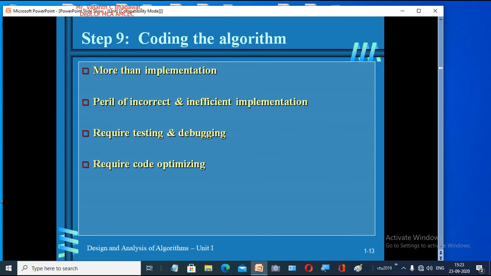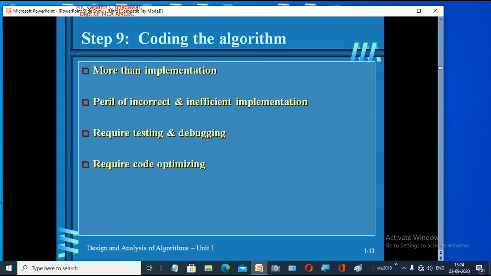And of course the last stage is coding the algorithm. Once you have done with all the previous steps, you are supposed to code the algorithm. That means convert your algorithm into a program, whatever programming language you have selected, either C or C++, etc. You write the code, test it, debug it, run it. So these are the steps which we call the fundamentals of algorithmic problem solving.